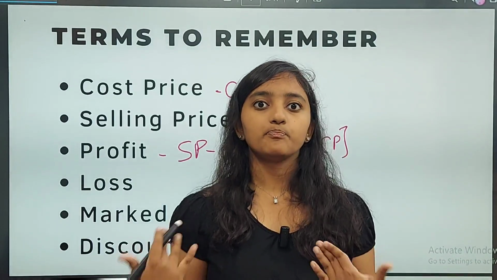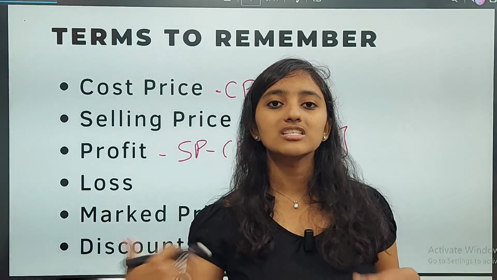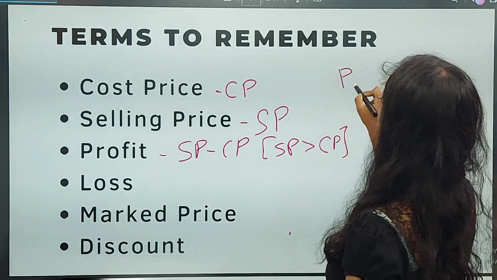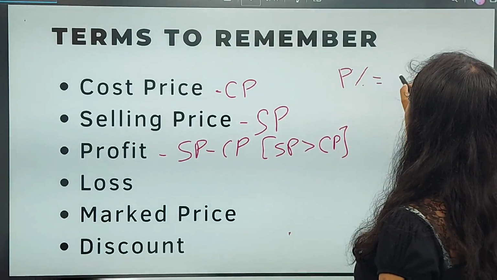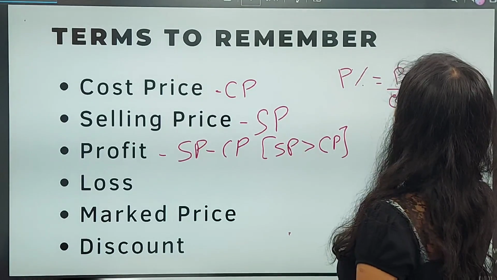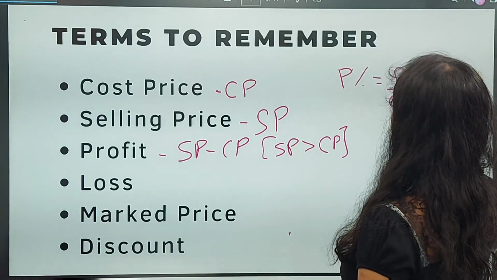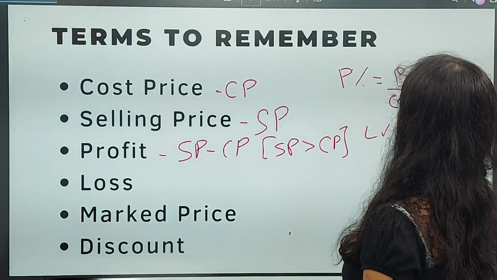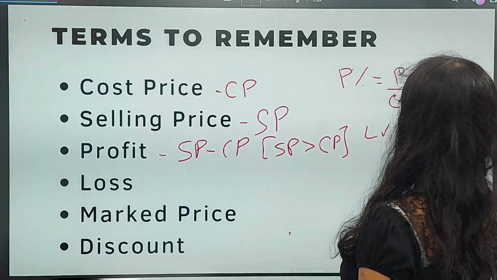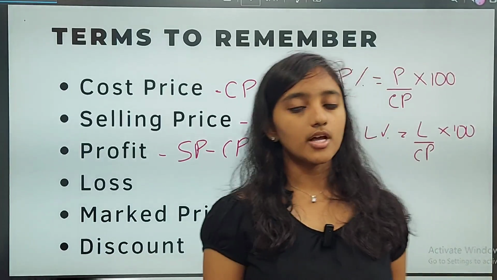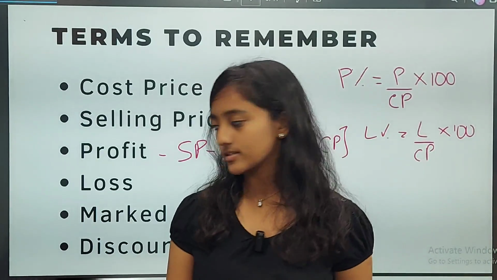When you're trying to find the profit percentage or the loss percentage, I'm just writing, profit percentage is nothing but profit by the cost price into 100. And even if it is loss percentage, it is again loss by cost price into 100. Right? So that's how you have profit and you have loss.